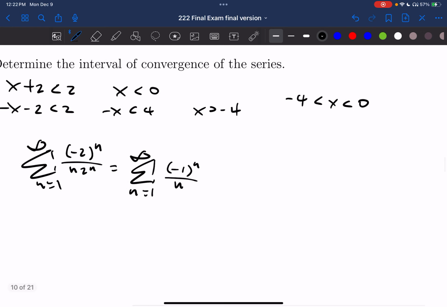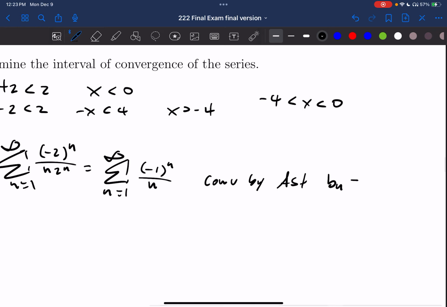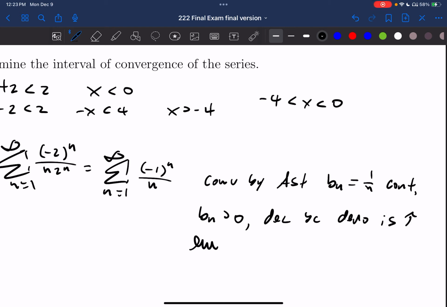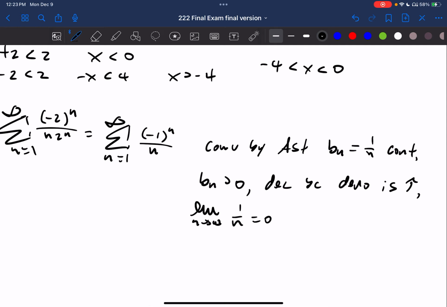We can see this will converge by the alternating series test, where b of n is equal to 1 over n. This must be continuous, positive, meaning b of n is greater than 0, and decreasing because the denominator is increasing, and the limit as n goes to infinity of 1 over n is equal to 0. Because all four of these conditions are met, we can say this is convergent by the alternating series test.